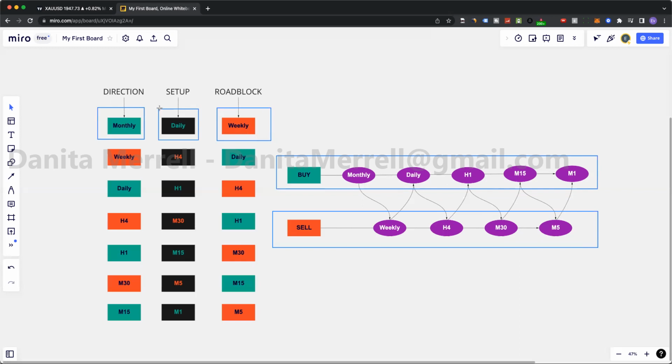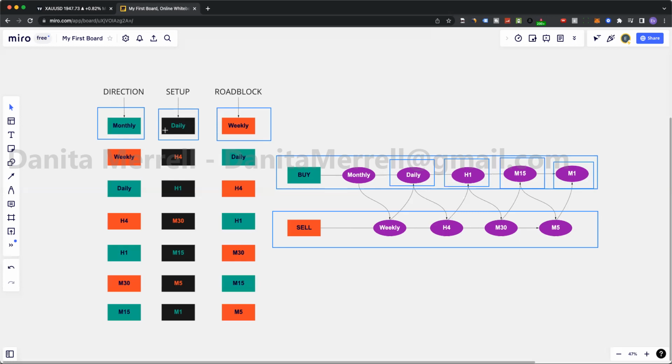Our setup for buys should come from daily, because daily is in our buy timeframes if monthly is a buy direction. So if our daily setup is right here, we can always drop down to H1 or M15 or M1.